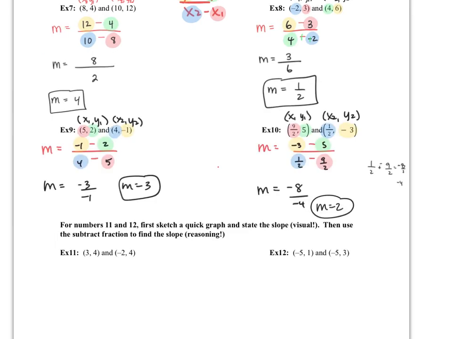On example 9, I did -1 minus 2, keep change opposite to get -3, and 4 minus 5, which is -1. -3 over -1 simplifies to +3. So example 9 has a slope of 3.